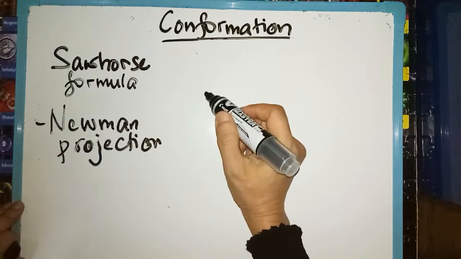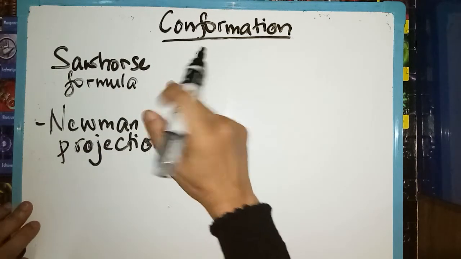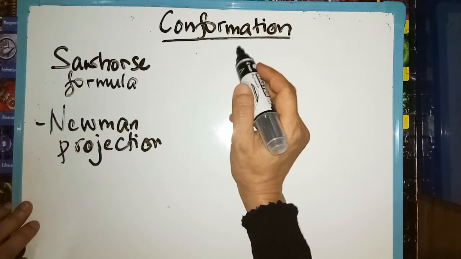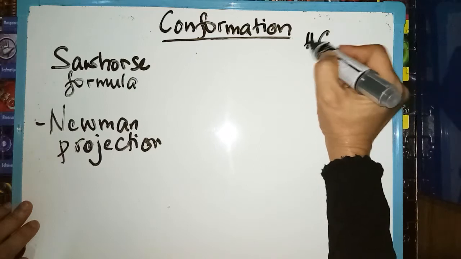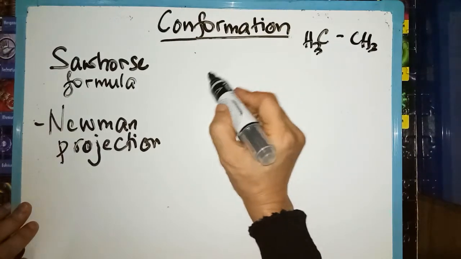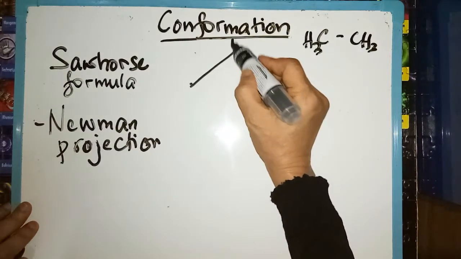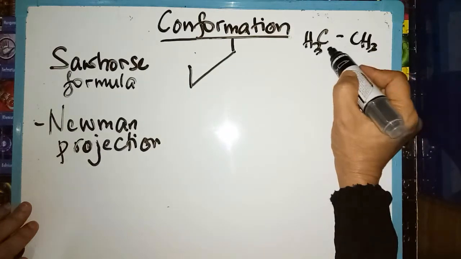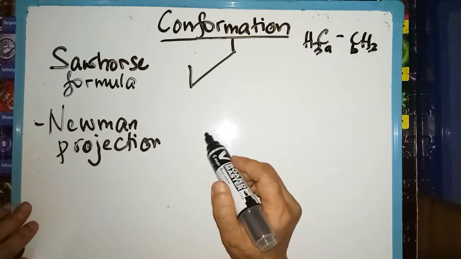This is the third series, okay? So I just talked about sawhorse, and then I showed you the 3D form of this ethane, CH3, CH3, and then I put it into a sawhorse form looking from one point. So I assign this as A and this as B.